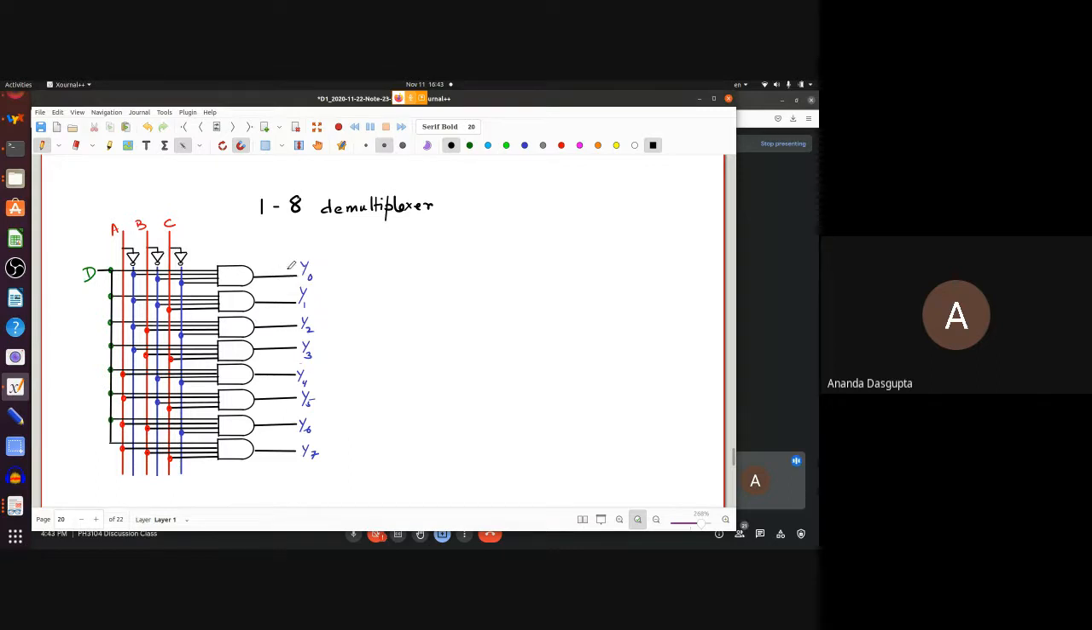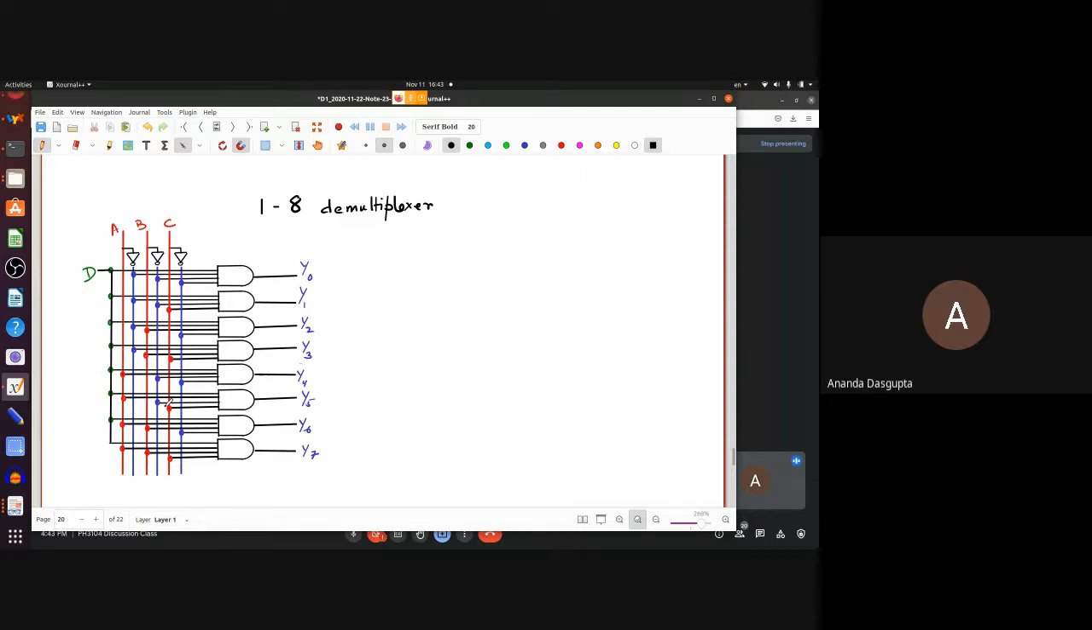And if you look at Y0, it's connected to A, B, C exactly in the same way, to blue, blue, blue, 0, 0, 0. Here, Y1 is connected to blue, blue, red, 0, 0, 1. Y5, for example, is connected to red, blue, red, 1, 0, 1. That's 5. So this pattern is pretty straightforward. It's just exactly the same pattern as before.